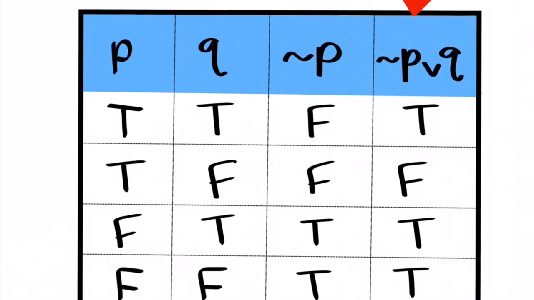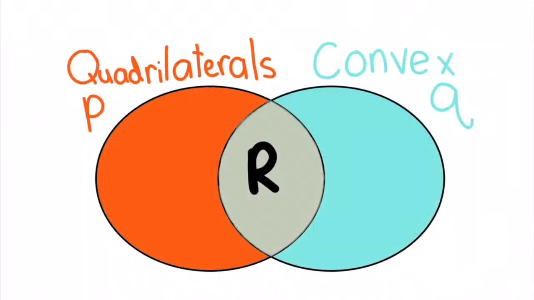We can also use Venn diagrams to illustrate a conjunction. For example, P and Q. A rectangle is a quadrilateral, and a rectangle is convex. Look at the Venn diagram. We see that the rectangle, R, is found in the intersection of the set of quadrilaterals and the set of convex polygons. A disjunction can also be shown using a Venn diagram.